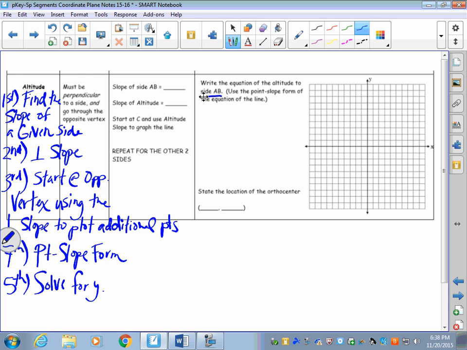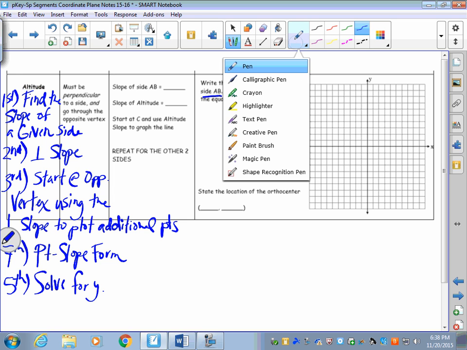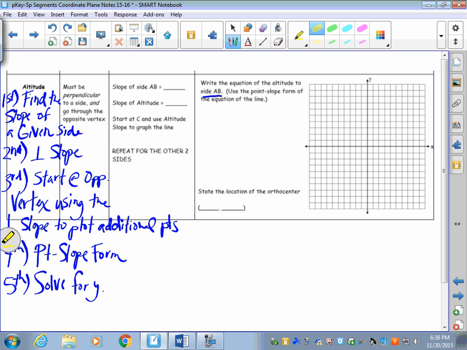equation to, because the altitude, by definition, which we're going to apply geometrically on the coordinate plane, must be perpendicular to a side, and it goes through the opposite vertex. That opposite vertex part is a key component. Most people miss that when they're doing the equation. So I'm going to let you copy the steps.